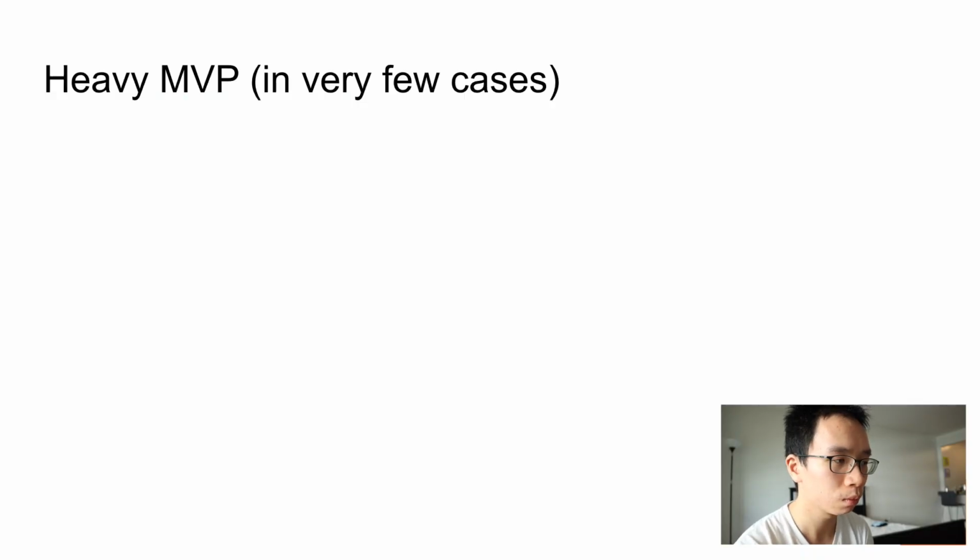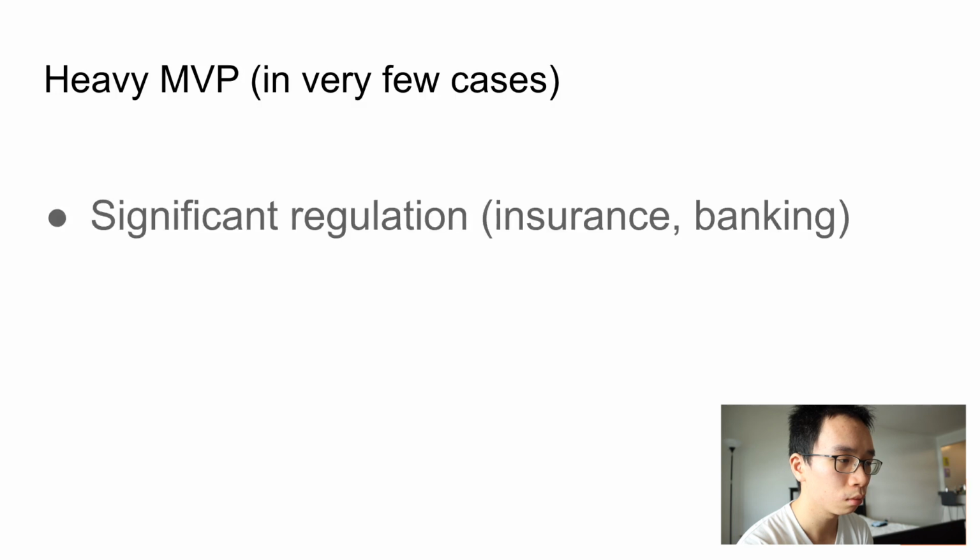In very few cases, you have to build a heavy MVP. I just invented that term, heavy MVP, when I made this presentation 2 days ago. So, maybe it becomes a thing. If you're in an industry with significant regulation, like insurance or banking, sometimes drones, although sometimes not, it's harder to launch. You have to pass through a bunch of regulatory bodies first.